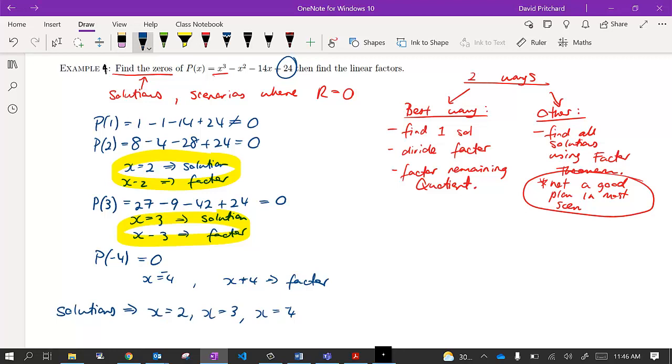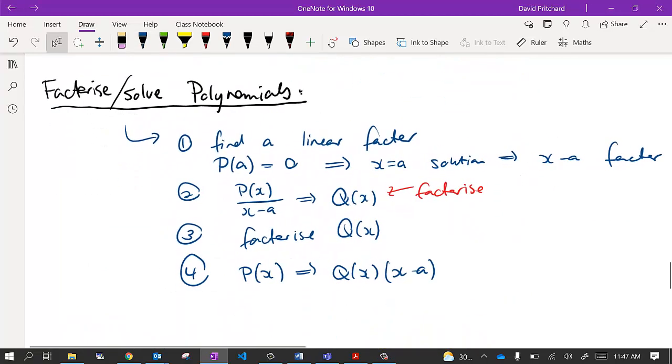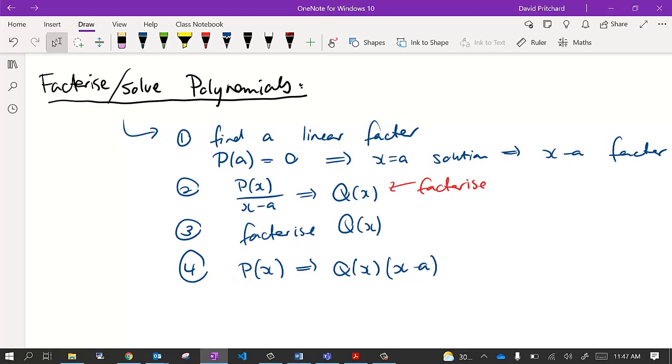And if we were trying to factorize, we could say p of x is equal to x take 2, x take 3, and x plus 4. So there's our fully factorized polynomial. All right. So I want to quickly talk about this process of factorizing or solving a polynomial.